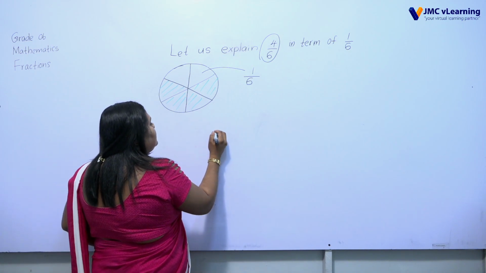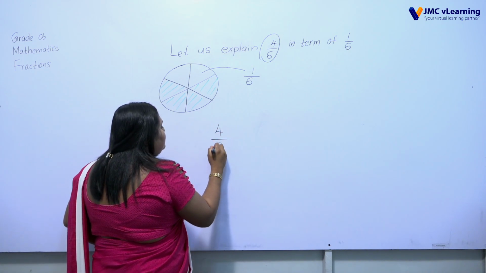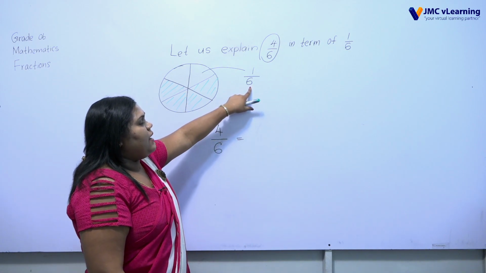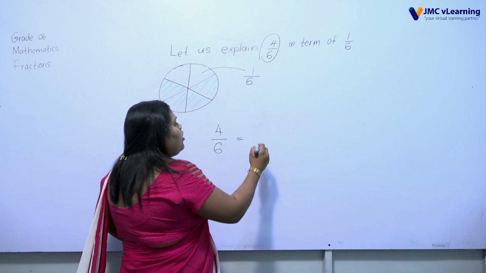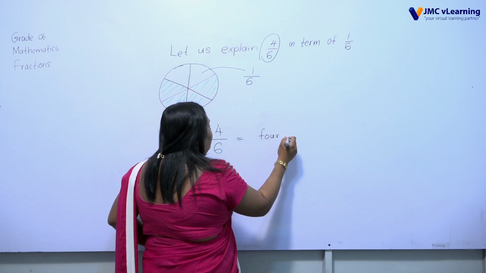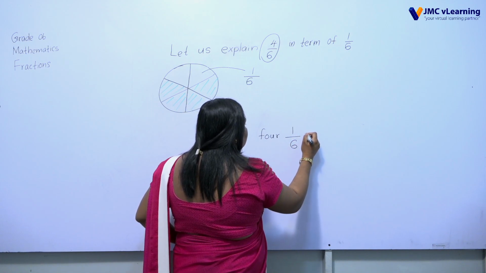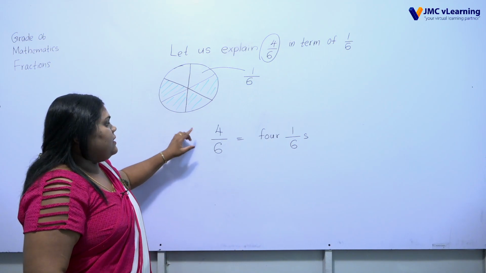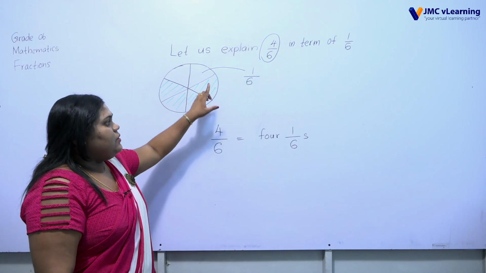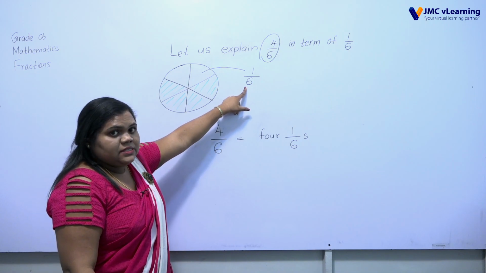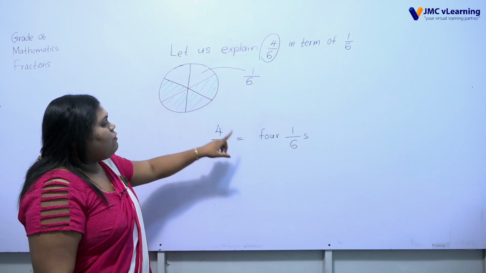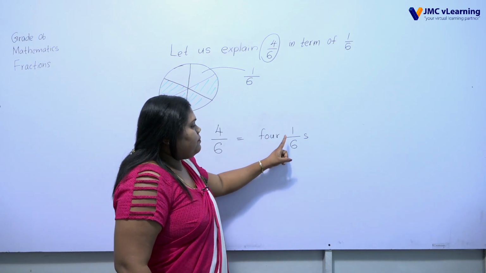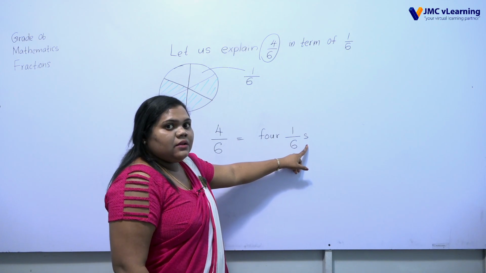If I write 4 out of 6, it means there are 4 parts like this. There are 4 1/6 parts. Okay children, if I want to explain this 4/6 using this 1/6, I need 4 parts like this. So I can write it as 4 times 1/6. Are you clear children?